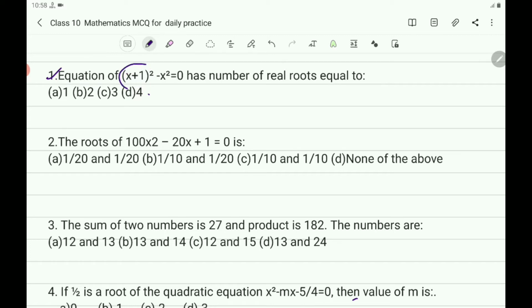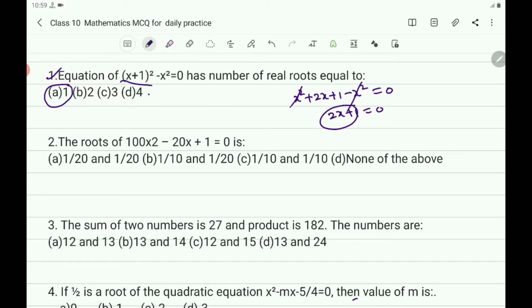If you expand (x plus 1) whole square, that becomes x square plus 2x plus 1 minus x square equals 0. The x square and minus x square cancel. You will get 2x plus 1 equals 0. You got a linear equation, and you know that a linear equation has only one root. So what is the answer here? A. 1 is the answer.